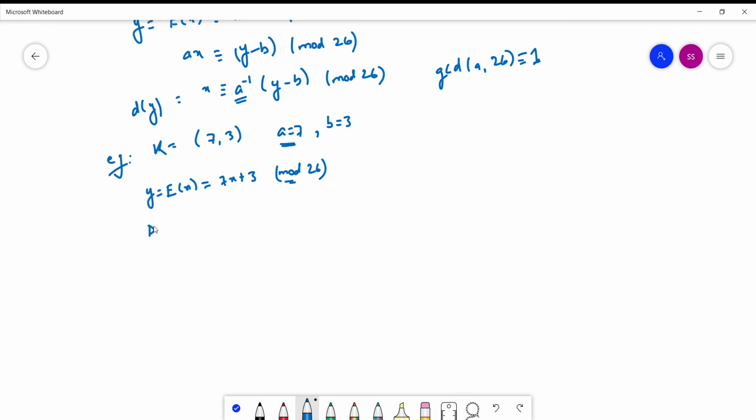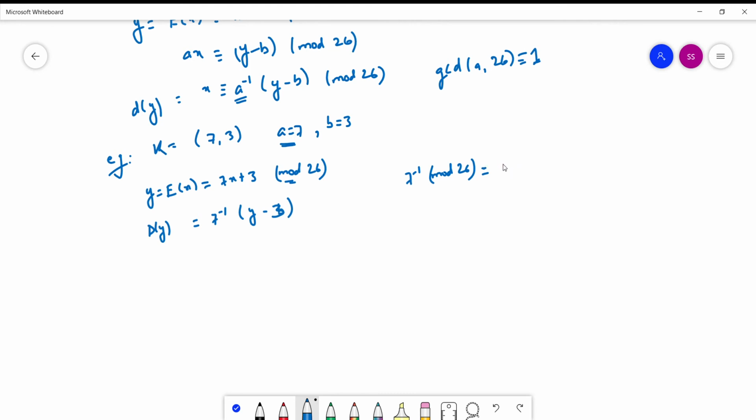Now when you are finding decryption of y, this is equal to a inverse, so 7 inverse, times y minus b. Here b is 3, right? So let's find 7 inverse mod 26. If you have watched my last video, we have already covered this part. We have already calculated 7 inverse mod 26. I will do it here again for your revision, so that you will come to know how to find the 7 inverse mod 26.